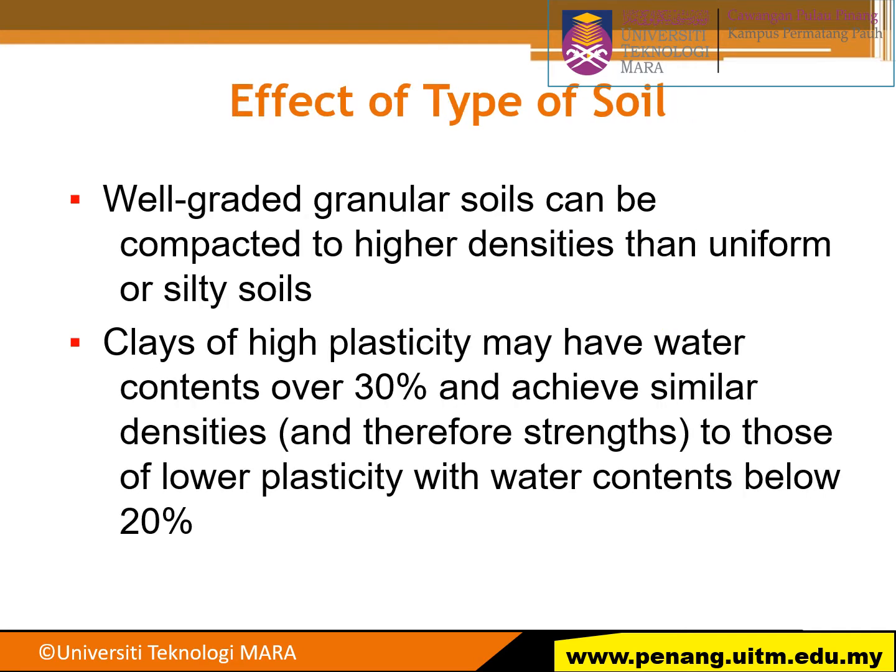Alright, now we go one by one. First is the effect of type of soil. Okay, well-graded granular soil can be compacted to higher density than uniform or silty soil. Okay, clay of high plasticity may have water content over 30% and achieve similar densities to those of lower plasticity with water content below 20%. Right? So meaning that here, coarse type of soil will have higher densities compared to fine type of soil.